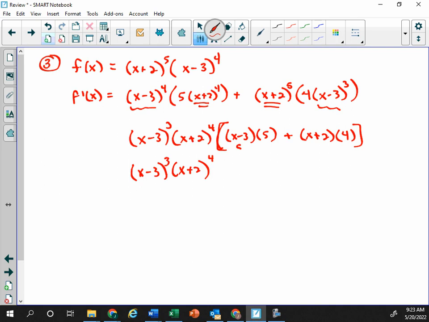So this is really 5x minus 15 plus 4x plus 8. So that's 9x minus 7. 3 factors mean 3 critical values. Yep. Okay. Yeah, no problem.